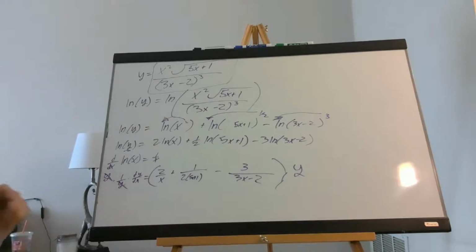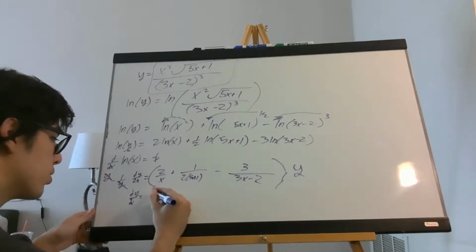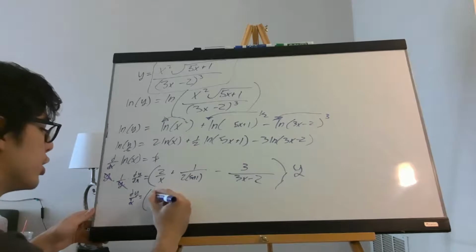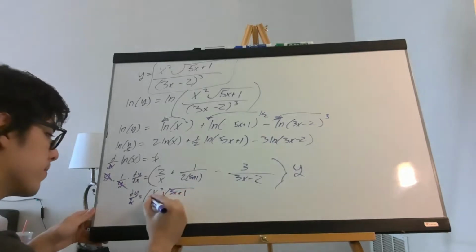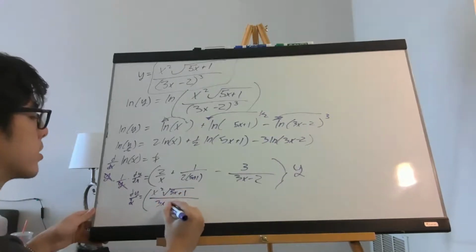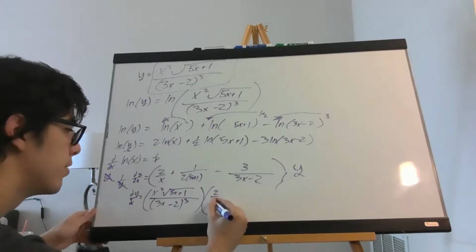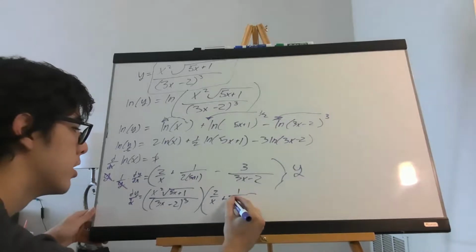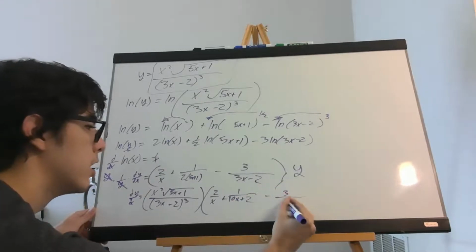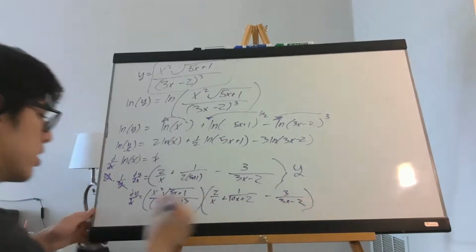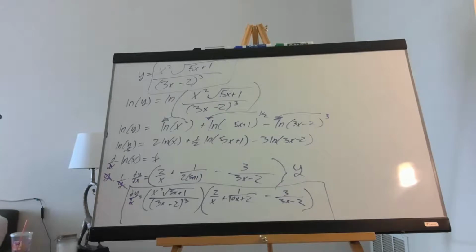So our final answer is this. dy dx is equal to the product of our initial equation, which is x squared times the square root of 5x plus 1 over 3x minus 2 cubed, times 2 over x plus 1 over 10x plus 2 minus 3 over 3x minus 2. Yeah, no product rule or anything. How about that?